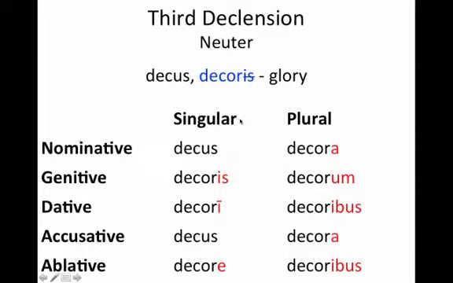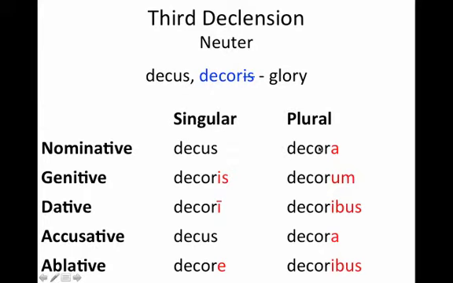Now the only difference is that in the singular, the nominative and accusative are going to share the same exact form, and in the plural, the nominative and accusative are going to share the same exact form. And this is true for all neuter declensions. So, in the singular, it's decus, decoris, decori, decus again, because we're going to repeat the nominative singular, and decore.